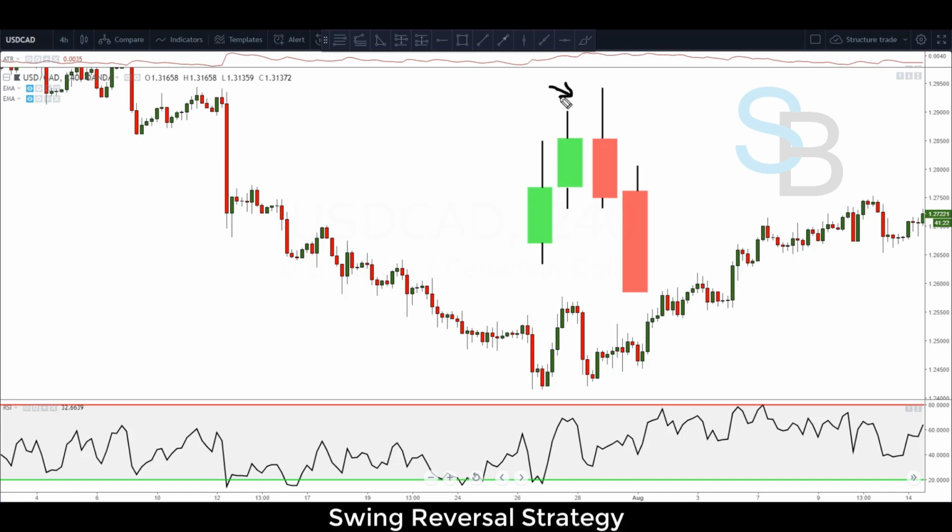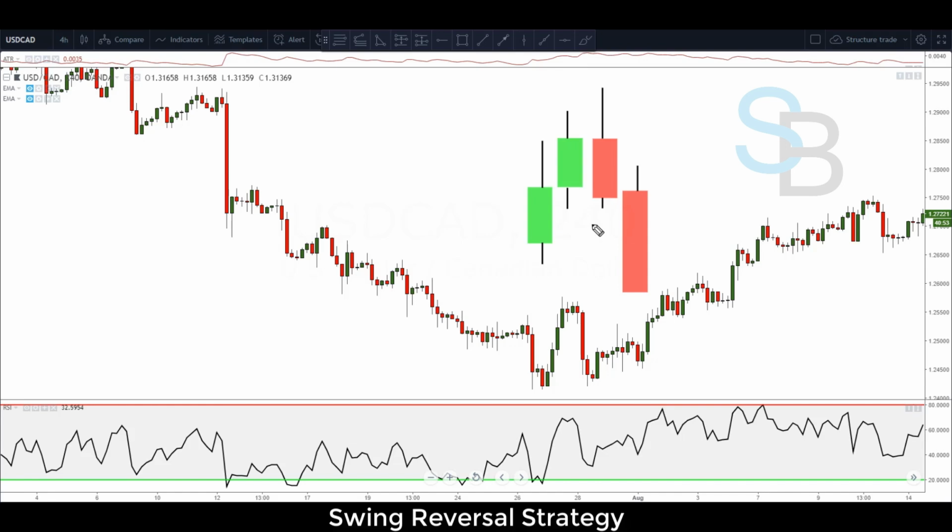Some pairs do work really well with both, but if I was you, I would test both entries using different colored arrows or different colored lines, whatever you use to point out your trades. Test both kinds of entries, and then at the end, if both end up being really profitable, use both. If only one ends up being more profitable than the other or fits in your trading plan better, then make sure to just pick the one that fits in your trading plan best. But let's go ahead and get started today with the swing reversal strategy.